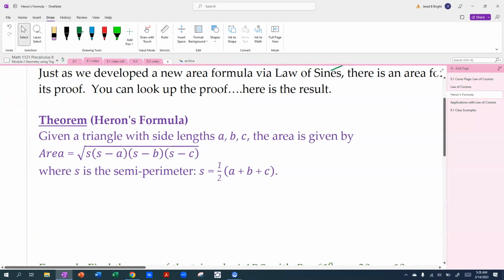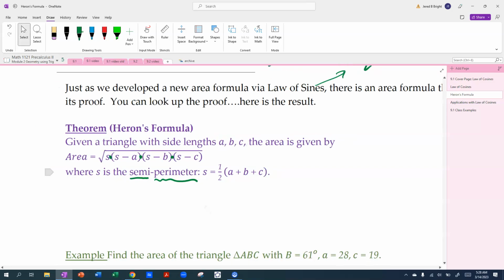It says that area is the square root of, and to be clear, these are all multiplication signs in here, S times the quantity S minus A times S minus B times S minus C. And this S thing is the semi-perimeter. We know what perimeter is, we add up all the side lengths, and then semi is just half of that. So take half of the perimeter and then put it in this calculation.